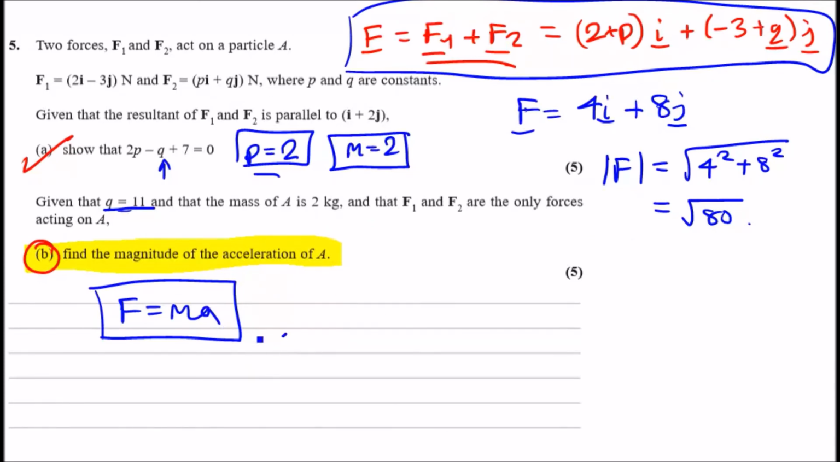So we can say now, rearranging this and making A the subject, that the magnitude of A, which you can write like this if you like, is the magnitude of F over M. So essentially just root 80 over 2. And that's it guys, you're literally done.